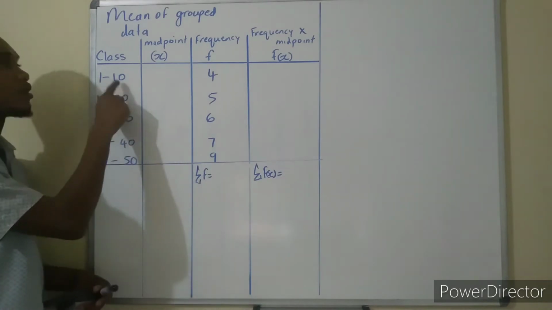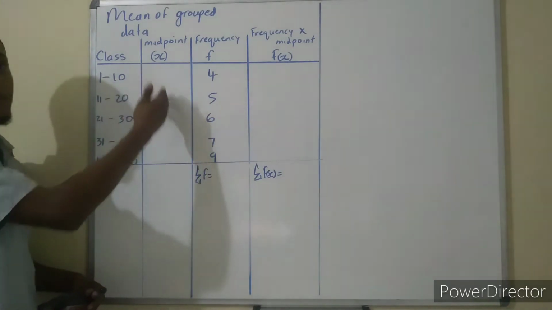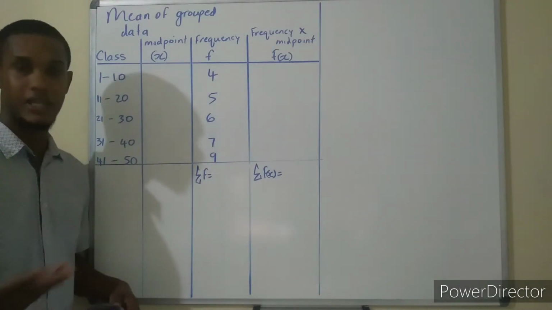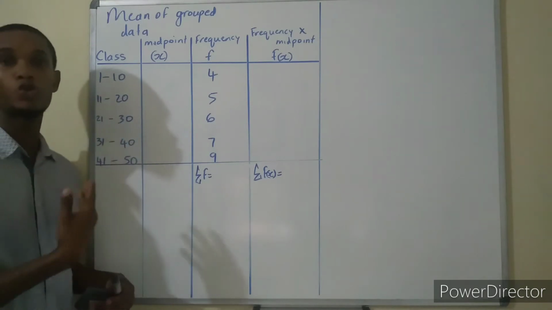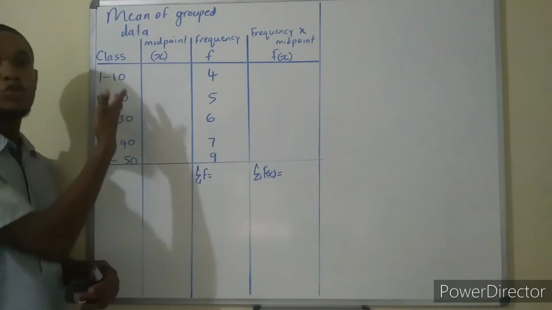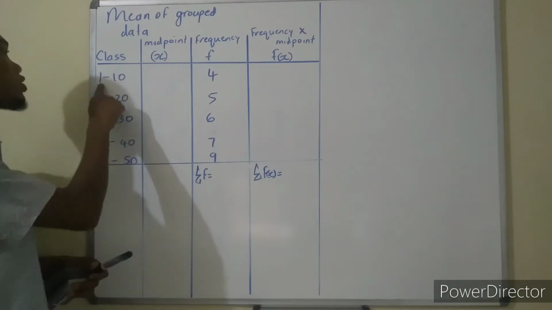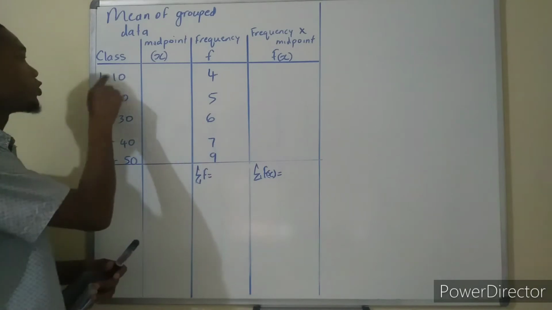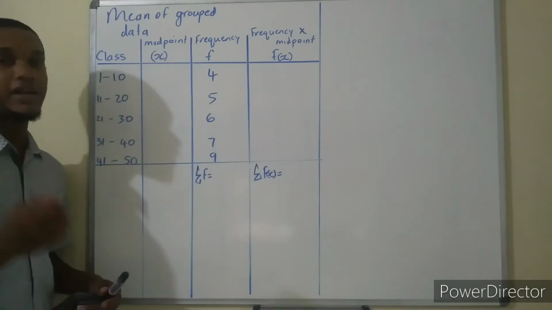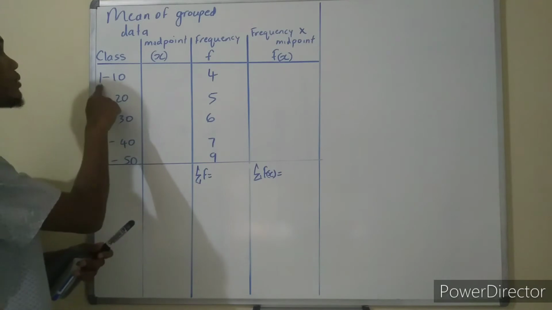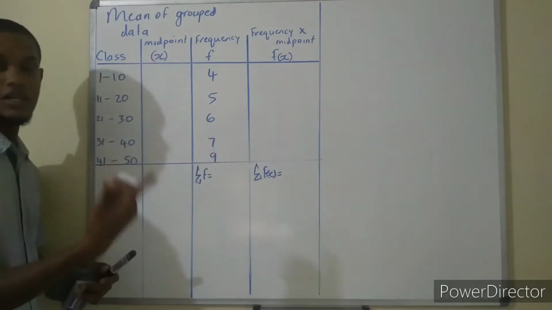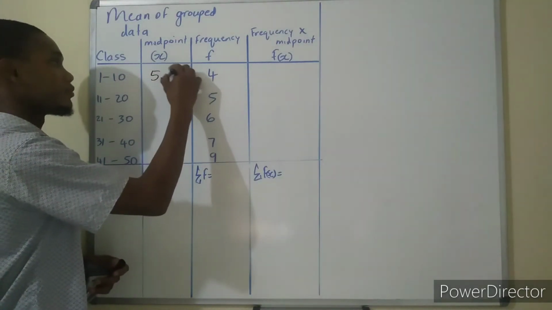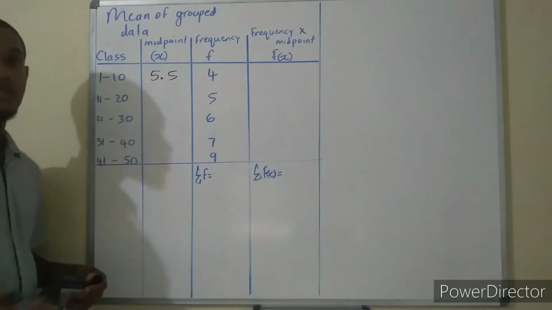Now, the classes are what you use to find the midpoint. You can have it labeled as class or marks or categories, but the essence is that you have a group or a boundary set that you are working with. This first class says 1 to 10. To find the midpoint, you add the boundaries together and divide by 2. So 1 plus 10 equals 11, divided by 2 gives you 5.5, and you just write it there. Do the same thing for the others.